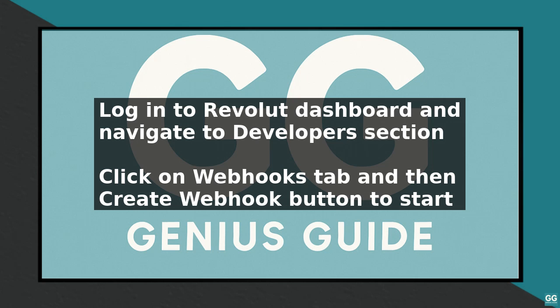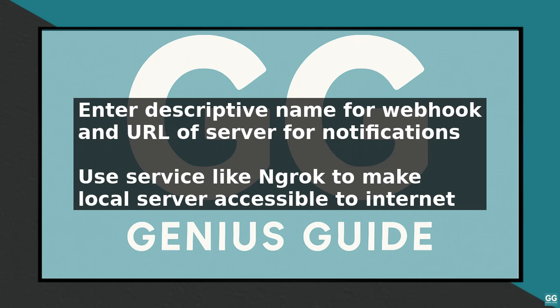You will be prompted to enter a name for your webhook and the URL where you want to receive the notifications. Enter a descriptive name for your webhook and the URL of your server where you want to receive the notifications. The URL should be a publicly accessible endpoint that can handle HTTPS requests. You can use a service like ngrok or Expose to make your local server accessible to the internet.